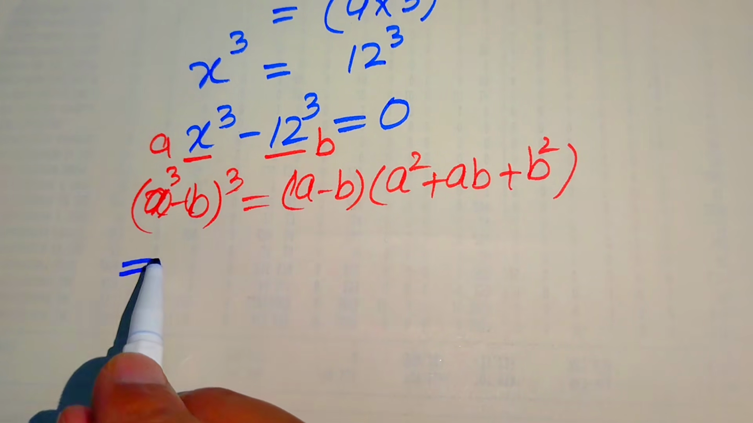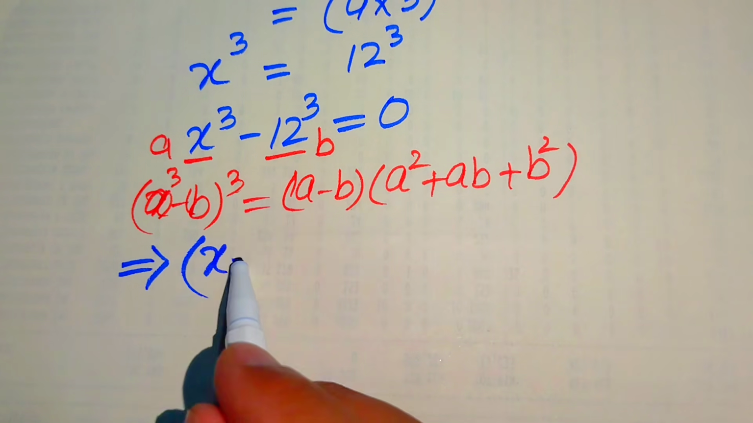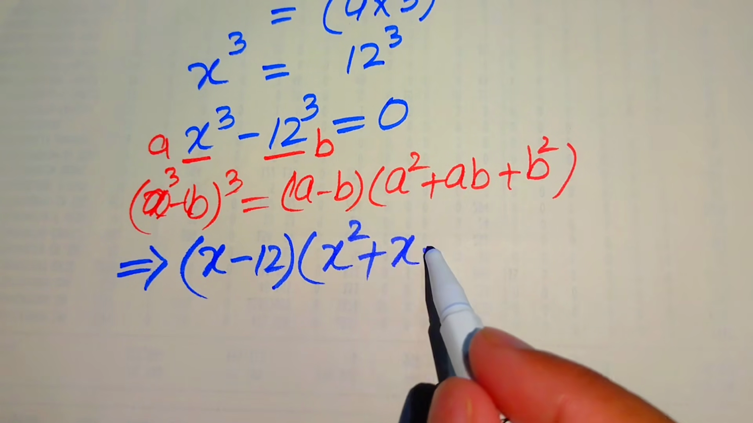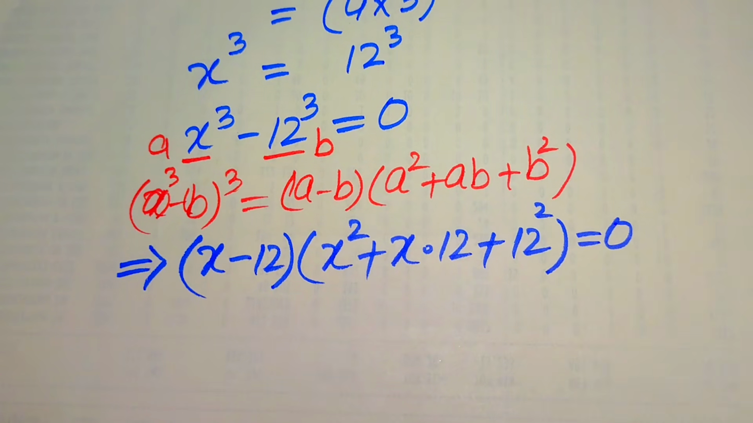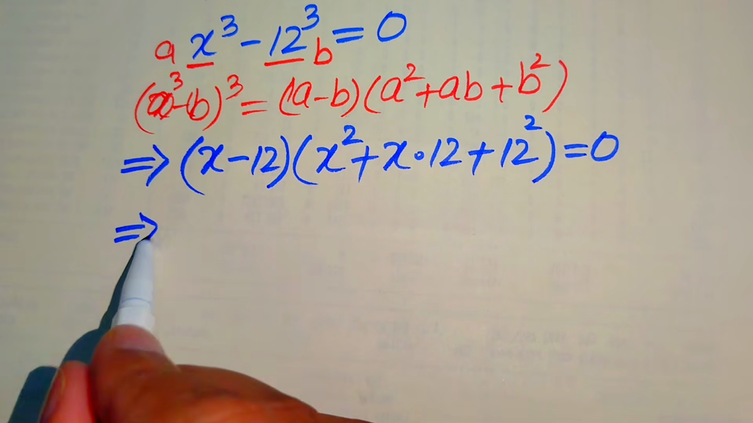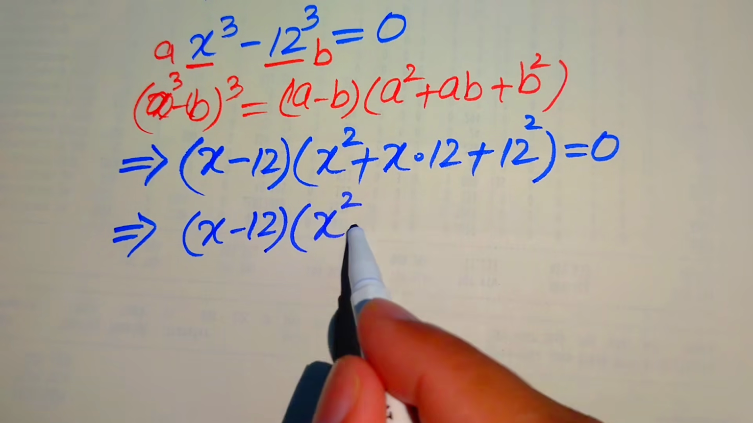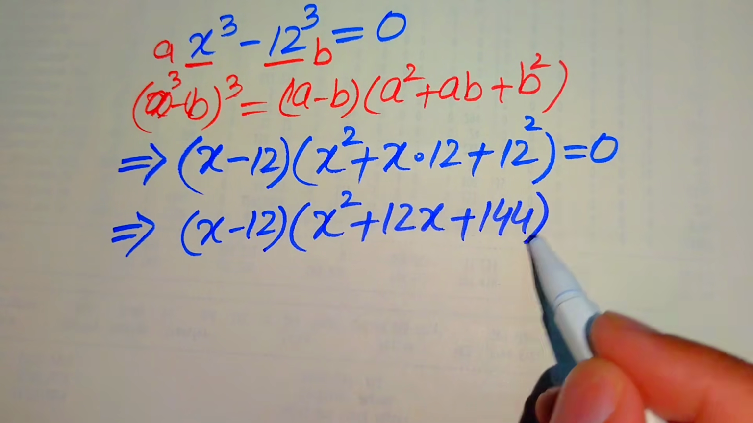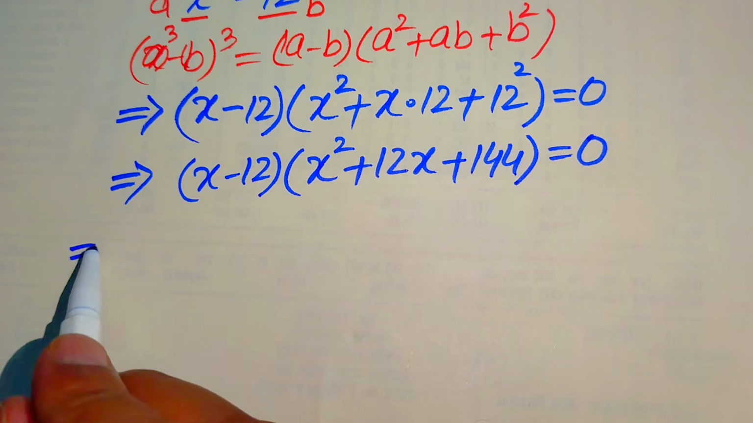So we substitute the values of a and b into the formula. According to this, the formula is written as (x minus 12) times (x square plus x times 12 plus 12 square), and this whole equation is equal to 0. In the next step we need more simplification, and it is written as (x minus 12) times (x square plus 12 times x plus 144), since 12 square becomes 144, and this whole equation is equal to 0.